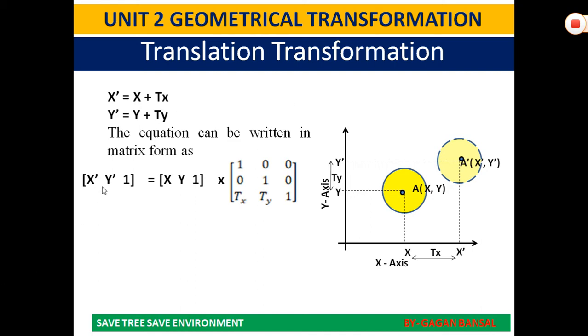Similarly, y dash will be this row into the second column, that is x into 0 is 0, y into 1 is y, plus 1 into ty, that is y dash is equal to y plus ty. And 1 is equal to x into 0, y into 0, 1 into 1. So finally, the 1 is taken because of the translation matrix, which you will understand when you go through the analysis in different topics.